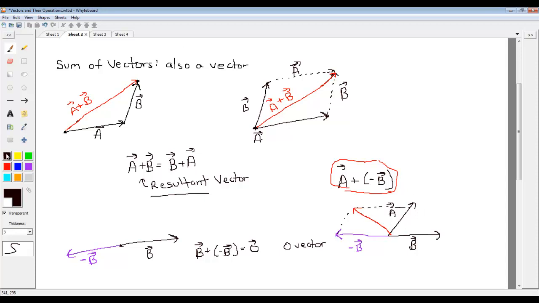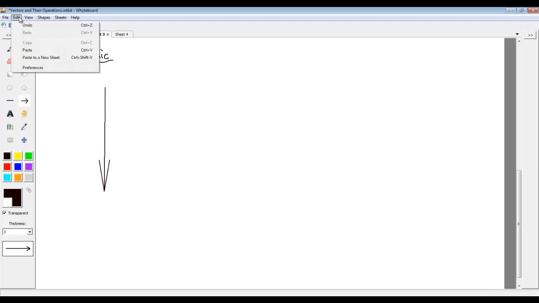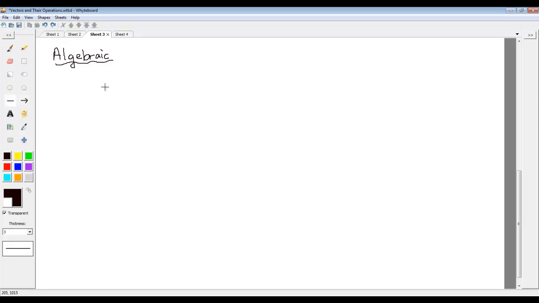All right, so that's giving you some geometric ideas about vectors. Let's look at these algebraically as well. The addition, the subtraction, and all that stuff. Let's look at them algebraically. Well, let's draw coordinate axes real quickly here. Let's draw coordinate axes. X, Y axes.